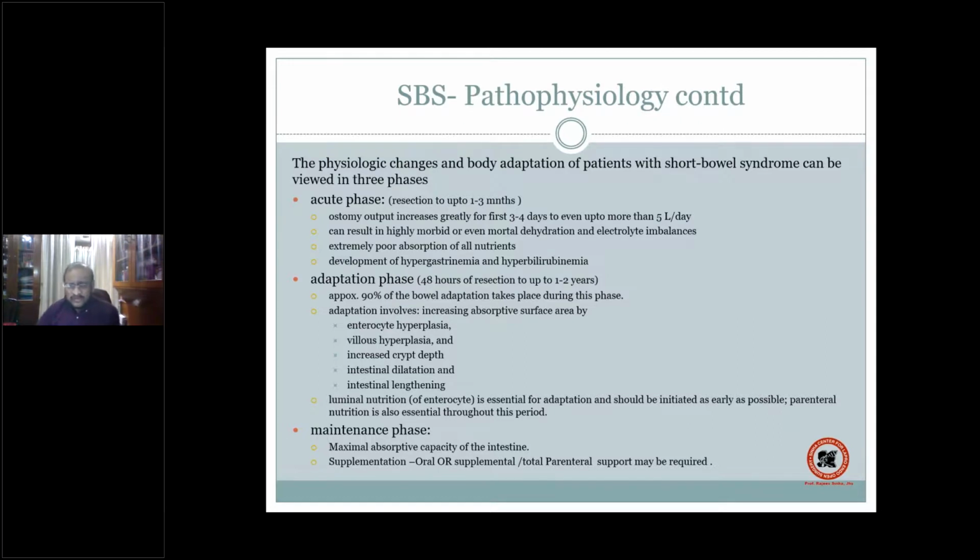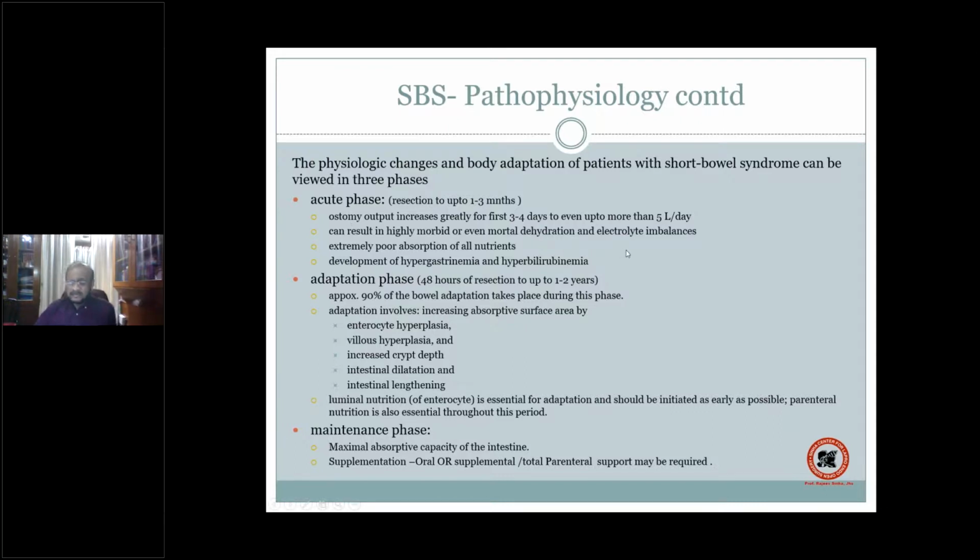In the first acute phase, what happens? Number one, if there is an ostomy, the output will increase, or there will be an increased amount of fluid secretion inside the bowel lumen, even as high as 5 liters per day. See, what is important about this? If it is lost to the exterior, you can well imagine the highly morbid and mortal implications of the severe dehydration and electrolyte imbalance which may occur if this amount of fluid is lost through ostomy.